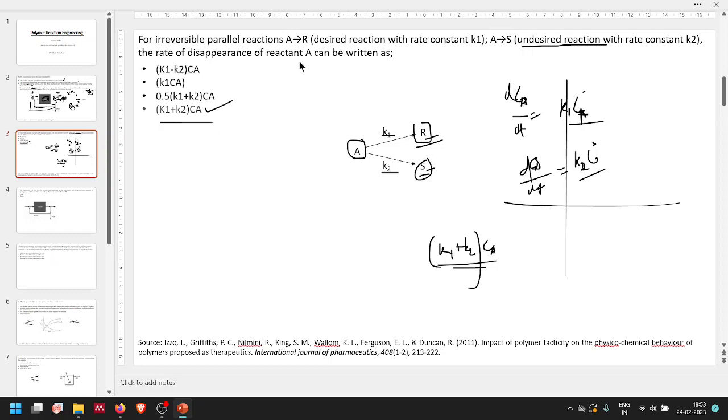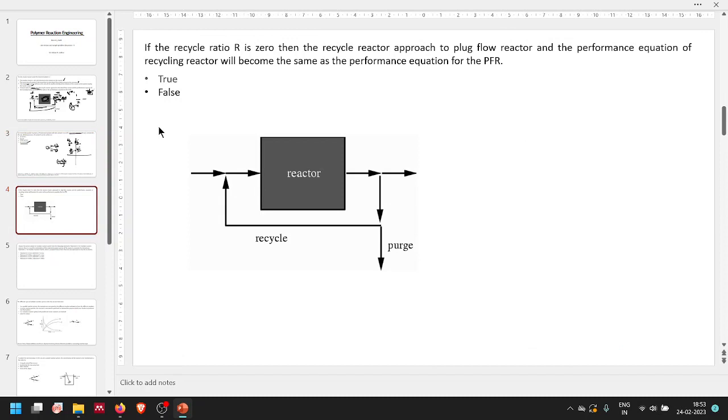As the rate of disappearance of reactant A can be written in terms of the sum of the two rate constants of the parallelly occurring reactions multiplied by the concentration term. Next, we have: if the recycle ratio R is 0 in a recycle reactor, then the recycle reactor approaches a plug flow reactor, and the performance equation of the recycle reactor will become the same as the performance equation for the PFR. Now, what happens in a PFR is that we don't have any recycle coming back, and all of it passes through.